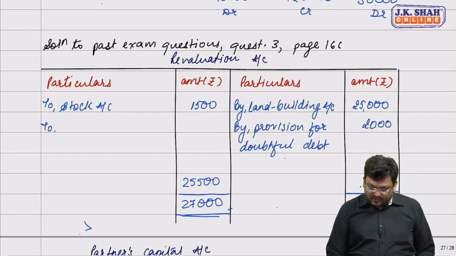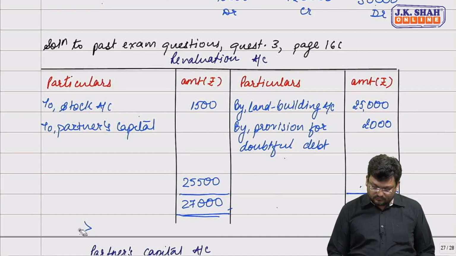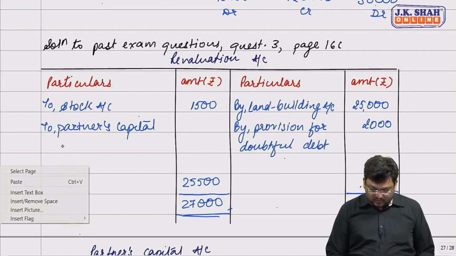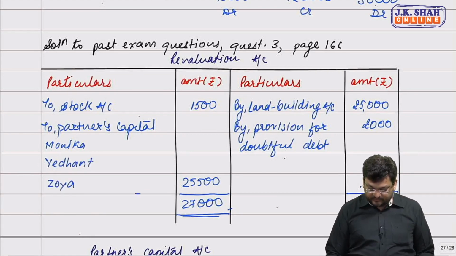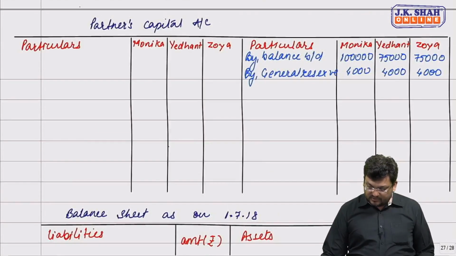That profit of revaluation will be distributed among partners. Will be distributed among Monica, Yedant and Zoya equally. So it will be 8,500 for each of the partners. Profit of revaluation will be transferred to partners' capital account.